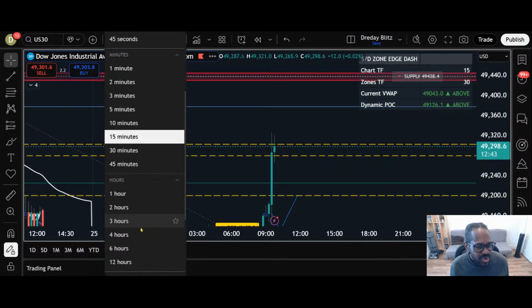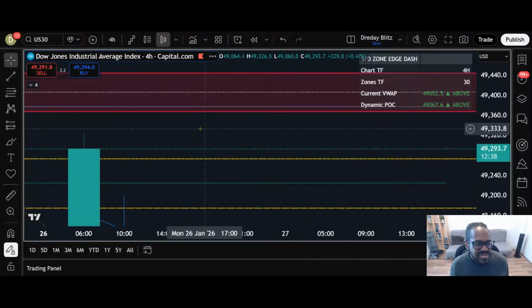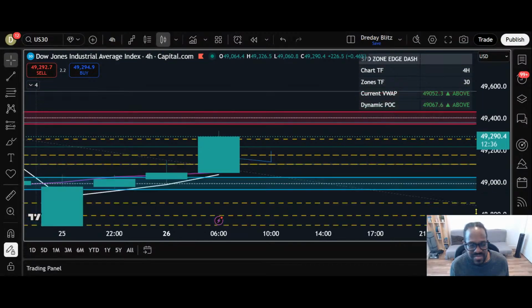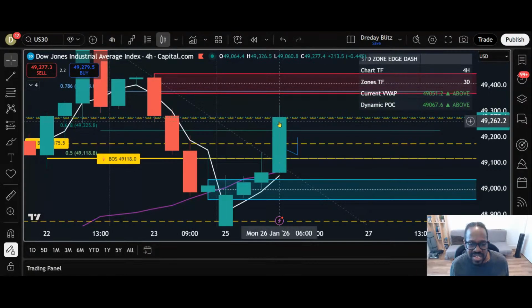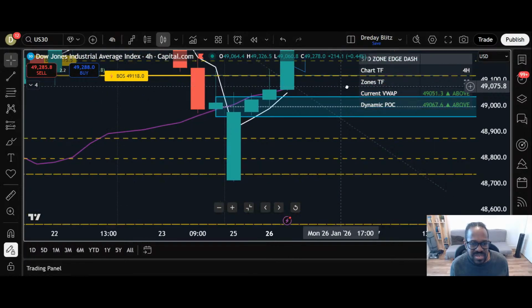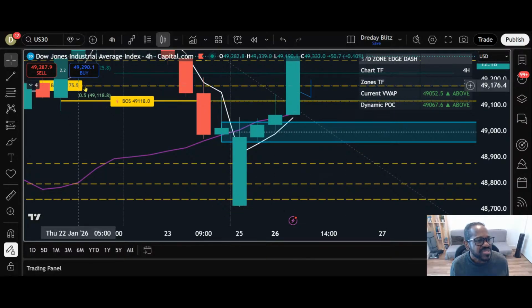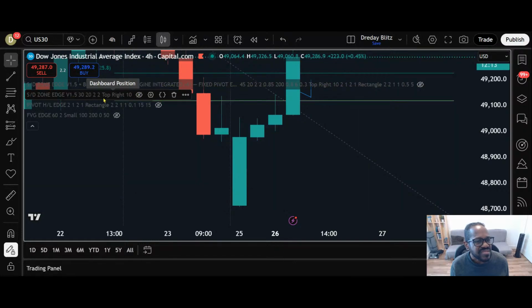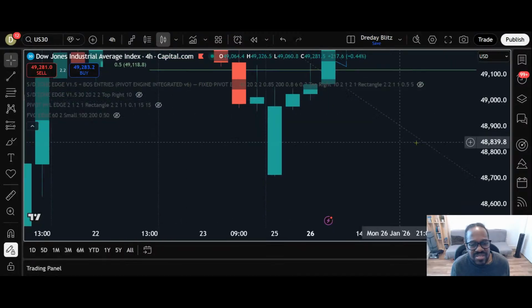Remember, we have a 4 hour. Look at the 4 hour. Yeah, that 4 hour candle at 10 o'clock. Most likely it's going to retrace. I'm just going to minimize the indicator, remove it, and see exactly the market structure.